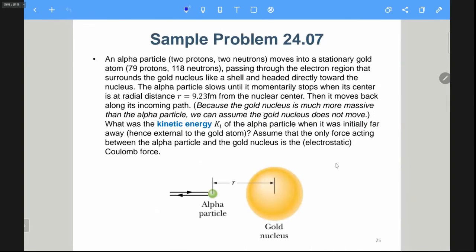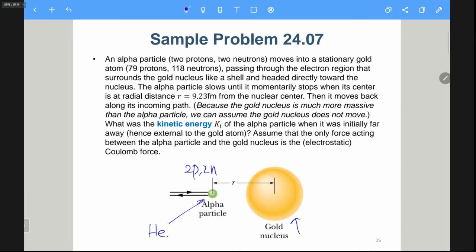Okay, here we have another sample problem. So it is quite long, but actually that's not so difficult. So here it says an alpha particle, 2 protons and 2 neutrons. So this is an alpha particle, 2 protons, 2 neutrons. Actually, it is a helium, which is the second element in the periodic table, moving into a stationary gold atom.